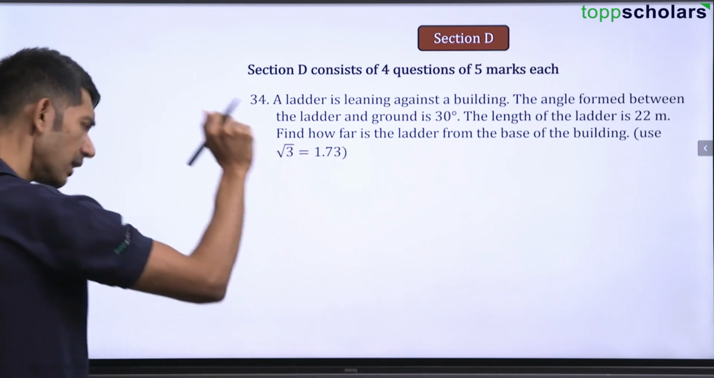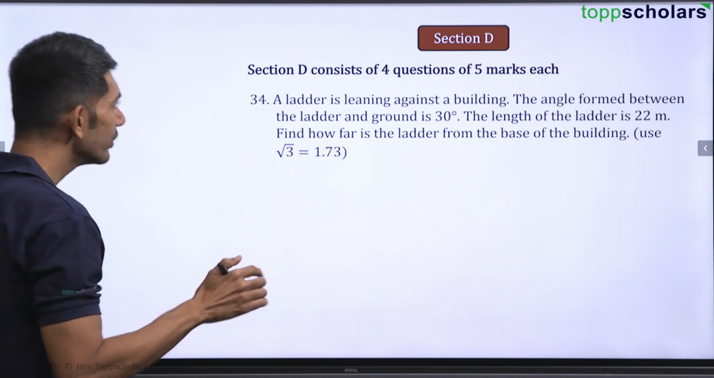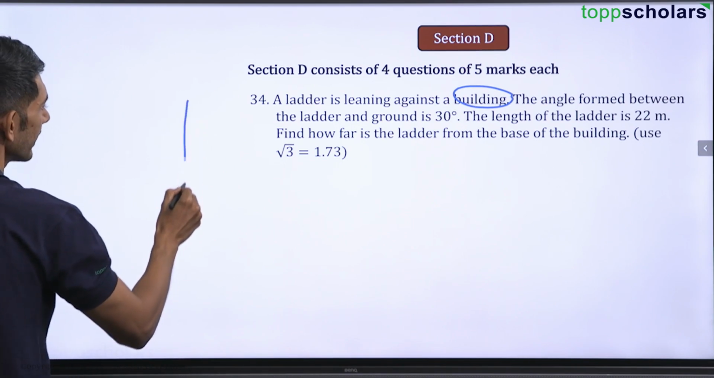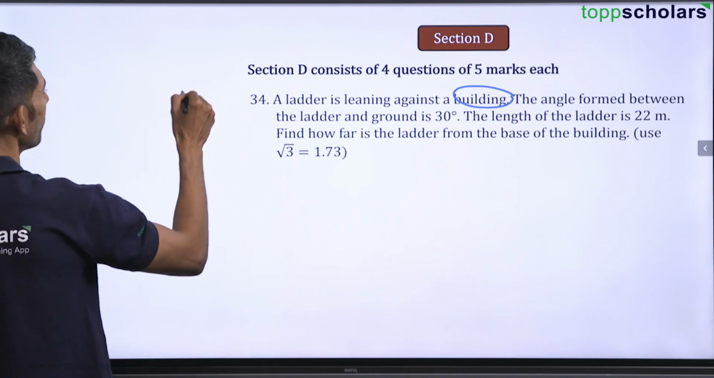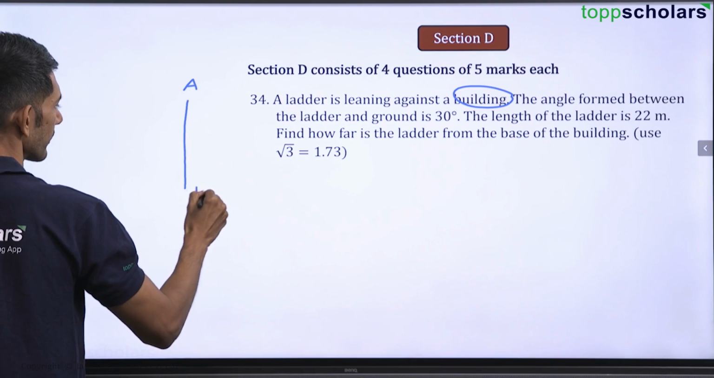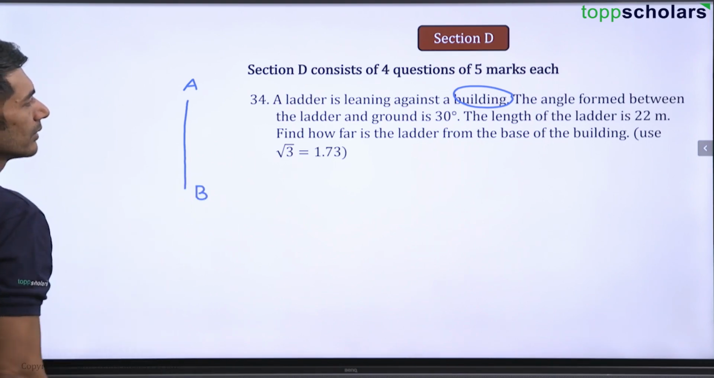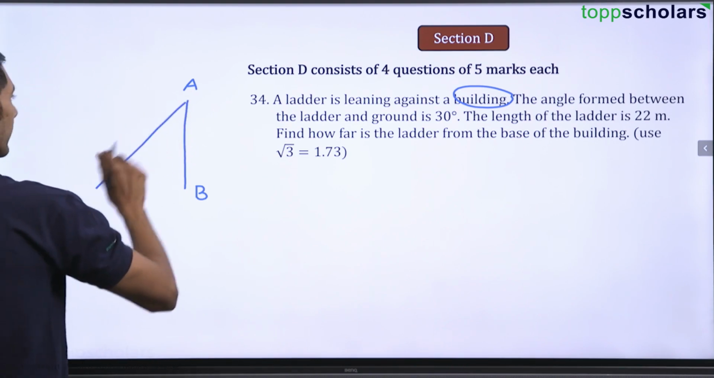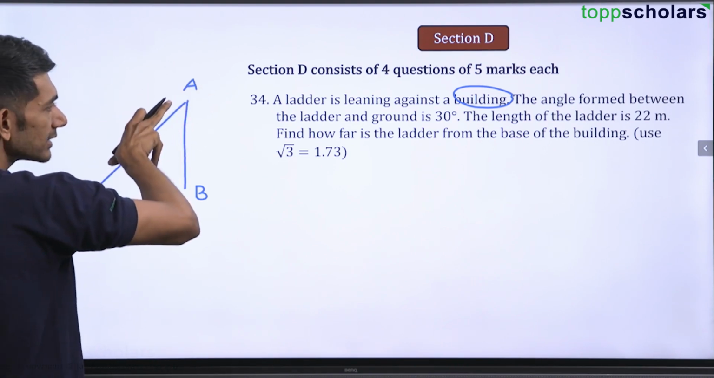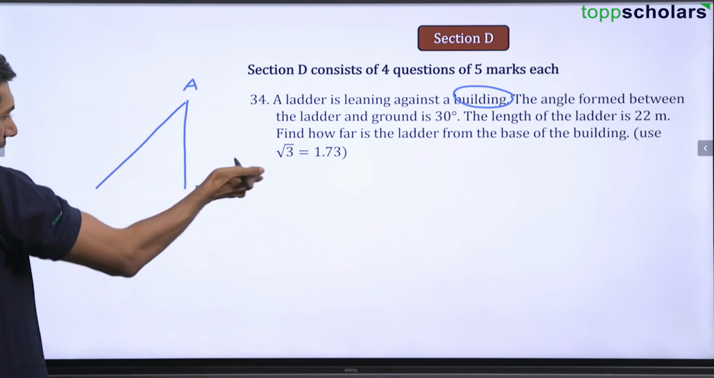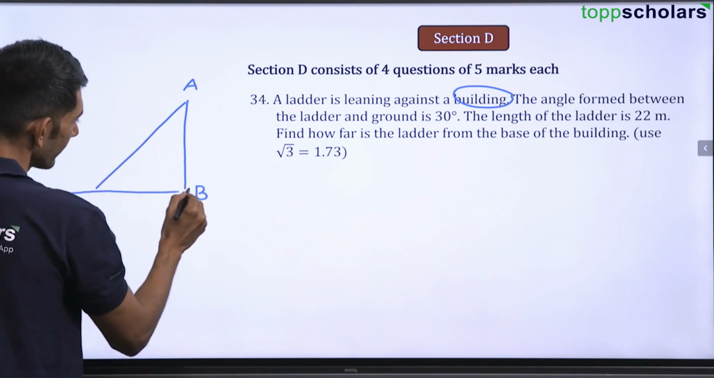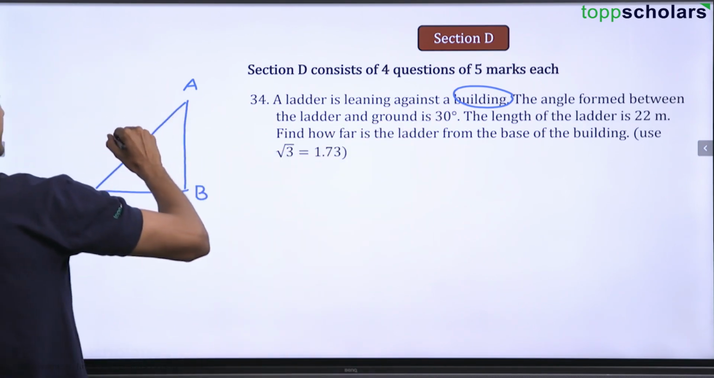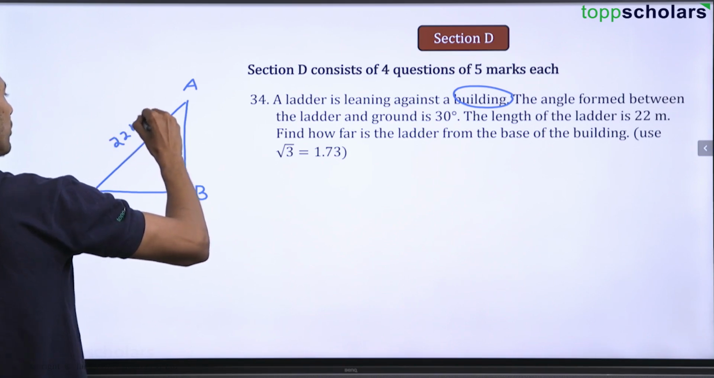Let's analyze the figure. Before analyzing that figure, let me tell you, whenever they give you a building, obviously the building is straight like this, right? So if this is your building, say AB, always perpendicular to the ground, and there is a ladder like this. This ladder is leaning, right? So this ladder is leaning against the building, and this is the ground. So here you have the ground, right? Here you have the ground level. The length of the ladder is 22 meters. This is the length of the ladder, and that is 22 meters.